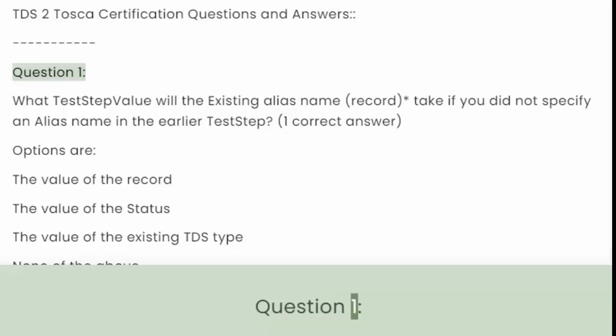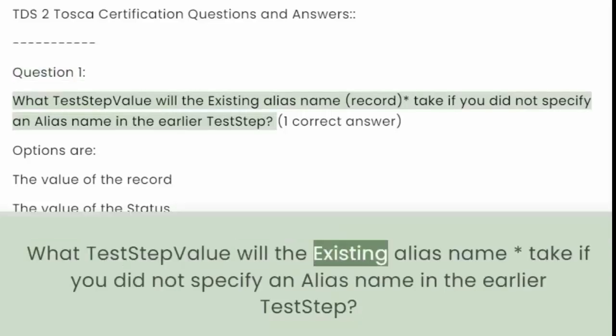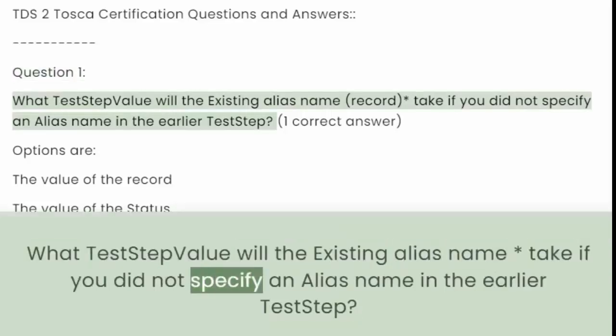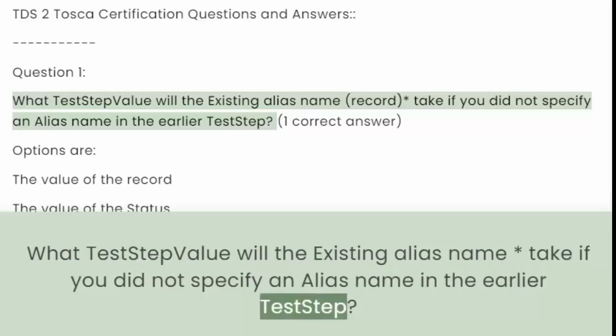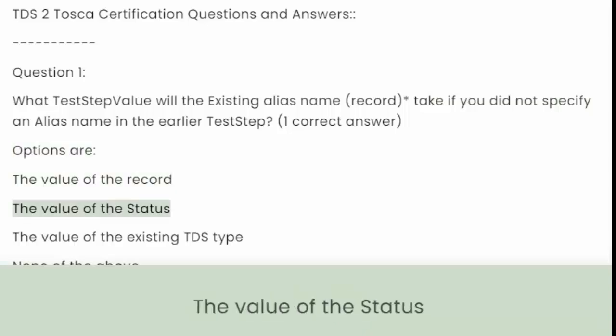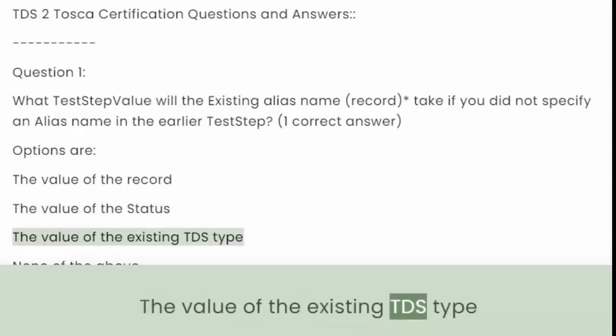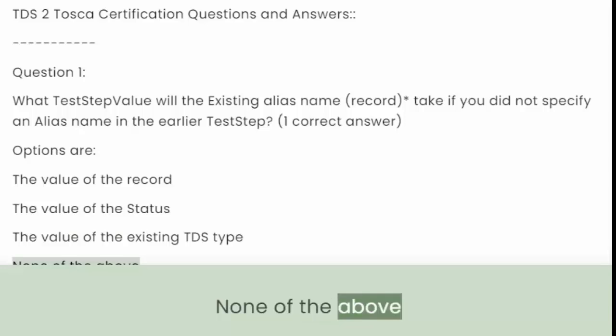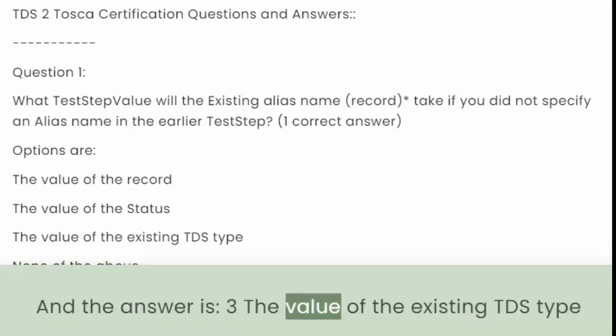Question 1. What test step value will the existing alias name take if you did not specify an alias name in the earlier test step? Options are the value of the record, the value of the status, the value of the existing TDS type, none of the above. And the answer is 3. The value of the existing TDS type.